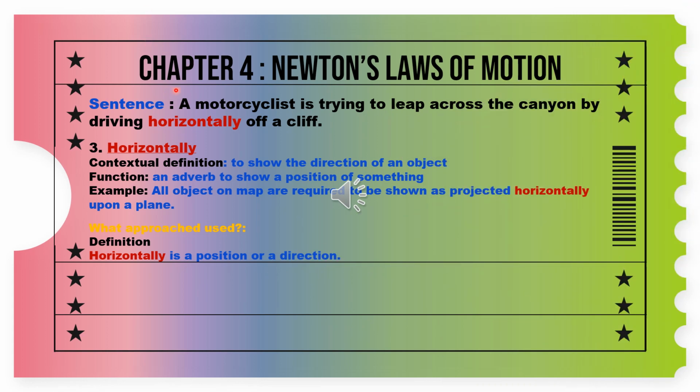Chapter 4, Newton's Laws of Motion. Given the sentence, a motorcyclist is trying to leap across the canyon by driving horizontally off a cliff. What is the contextual definition of horizontally? It is to show the direction of an object. The function is an adverb to show a position of something. For the example, all objects on a map are required to be shown as projected horizontally upon a plane. The definition: horizontally is a position or a direction.